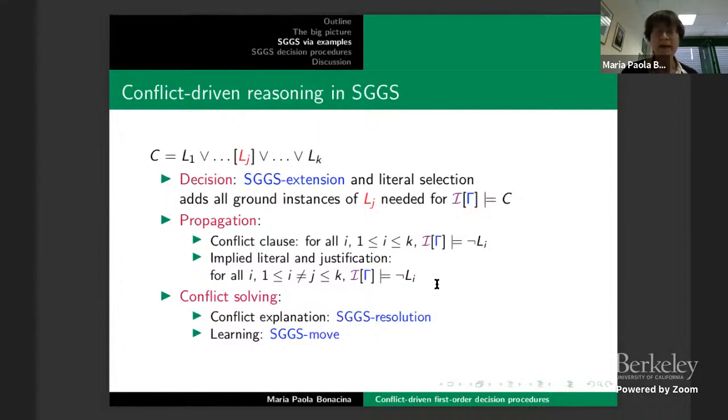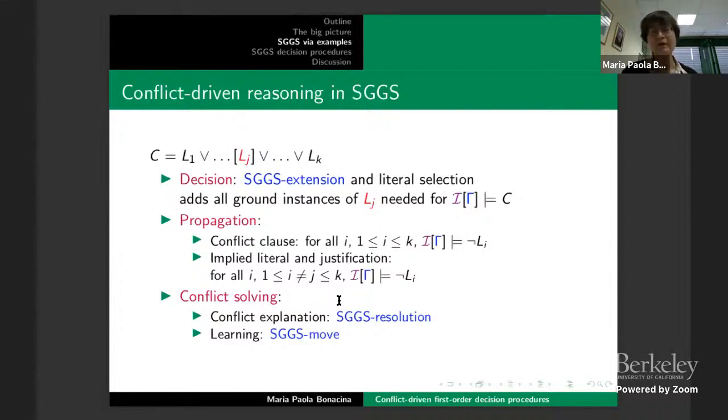And we have an implied literal when all the literals but one, Lj, are false in the current interpretation. So to be precise, it is not enough that they are false. What we need is that their complements are true. And then this literal Lj is implied because making true all the ground instances of Lj is the only way to satisfy this clause, and therefore it gets selected and it is an implied literal.